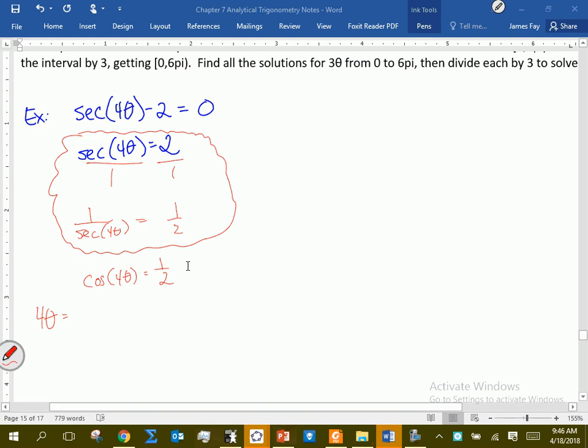All right, so let's talk about when is cosine equal to a half? Pi over 3. Okay. Hopefully that's something that we know, right? Hopefully that's something that we can replicate on Friday. I'm not giving you the unit circle.